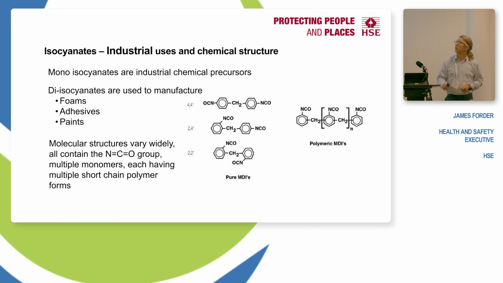So, first of all, I'll give you some background on what isocyanates are. The monoisocyanates are industrial chemical precursors. I'll come back to monoisocyanates as we talk. This is primarily about diisocyanates. A very common ingredient in formulations for things like foams. They're usually manufactured foams. So, you're all sitting on an isocyanate foam. They have them in here.